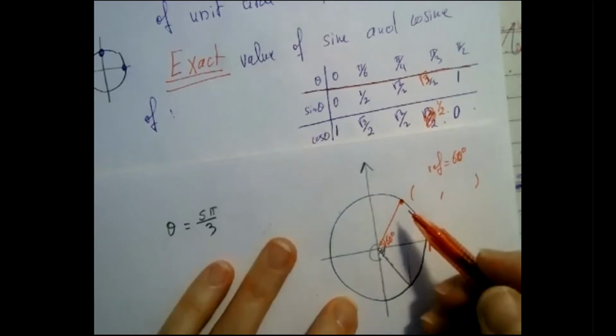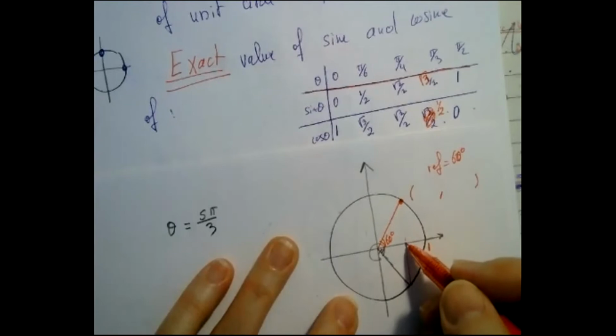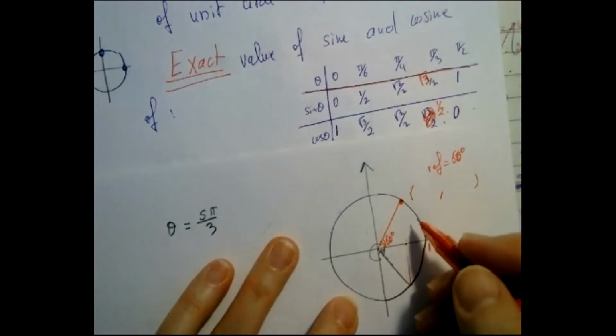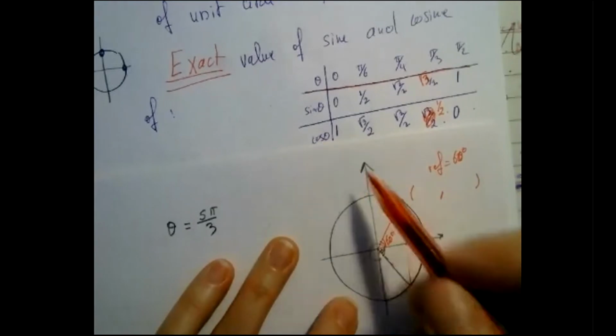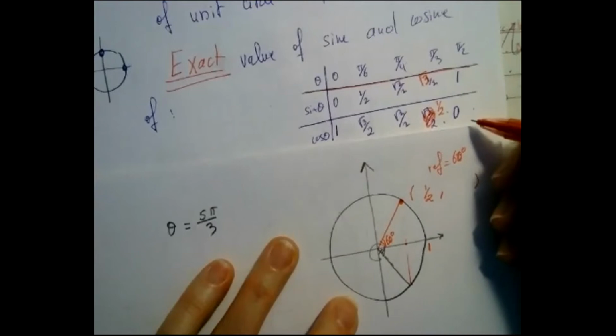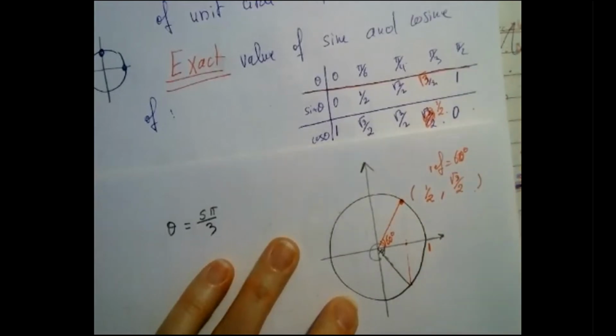What are the coordinates of this point? It's 1/2 and the square root of 3 over 2. Is she right? Of course she is. So the cosine of 60 is 1/2. That's the cosine. That's where you use this table from. And the sine is the square root of 3 over 2.